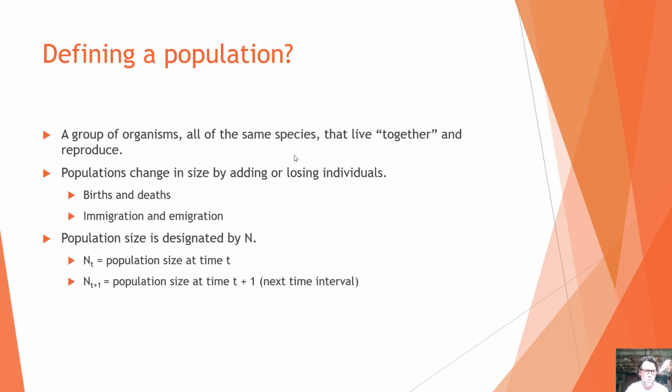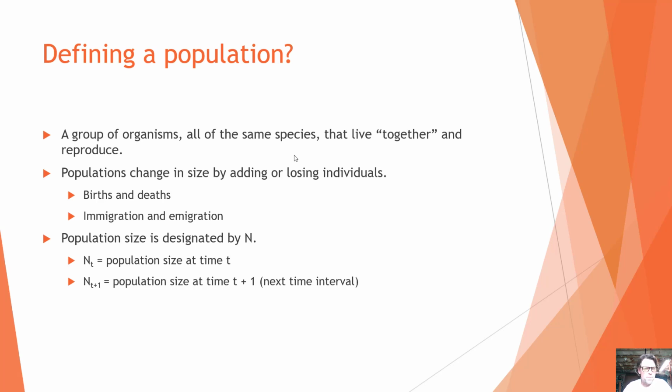So to start with, we need to define a population. A population is a group of organisms, all of the same species, that live together and reproduce. And together is in parentheses there because there are examples where organisms may not be together during a certain part of the year, and so they come together to reproduce. You can think of some other examples where they're spatially or temporally separated. And reproduce, we're typically talking about sexual reproduction in these examples, but you can think also about asexual reproduction as well.